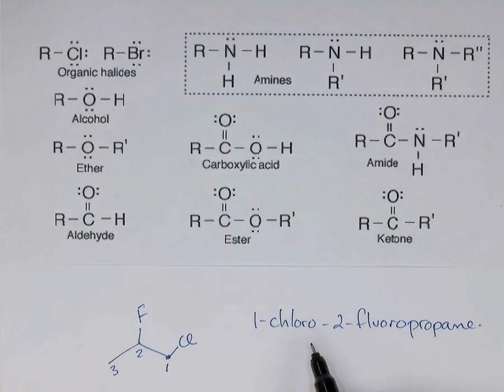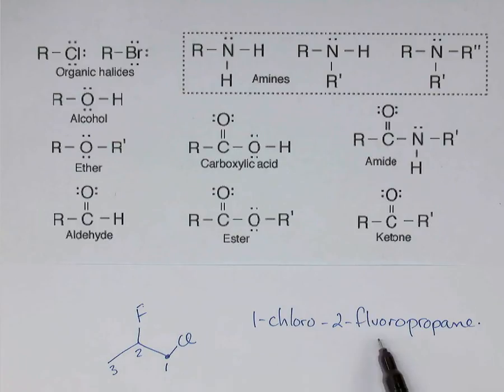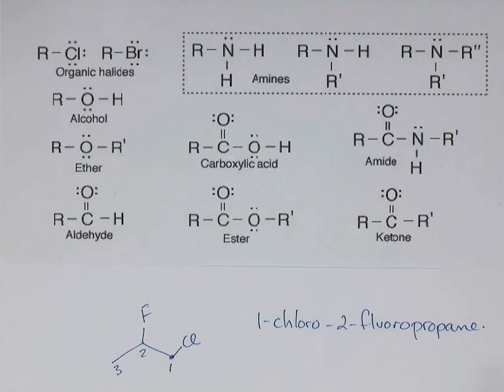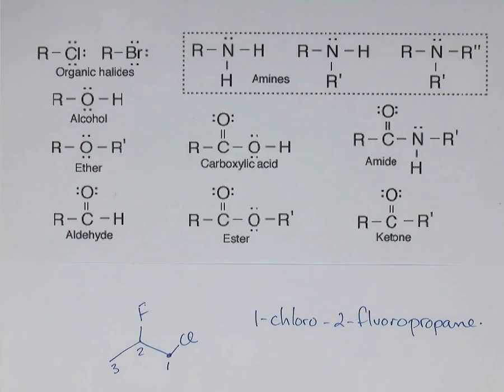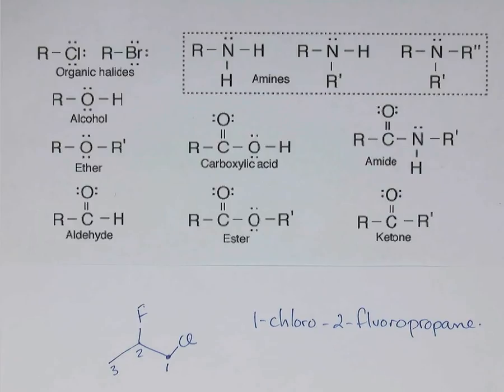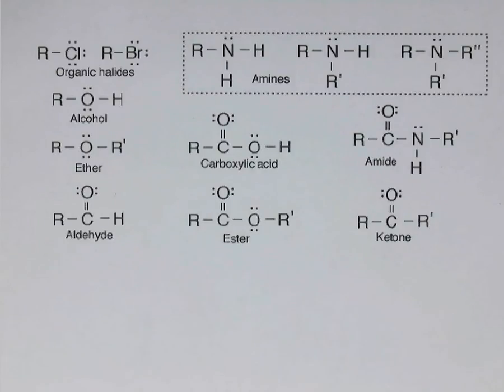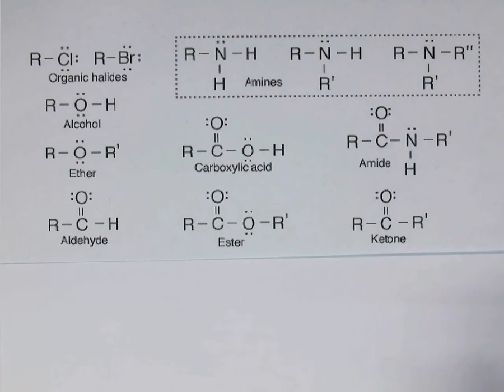Right, so chlorine becomes chloro, fluorine becomes fluoro, iodine would become iodo, etc. All right, so naming organic halides is a pretty straightforward exercise. It's very similar to naming branched alkanes. The second type of functional group is now one that's a little bit more important.